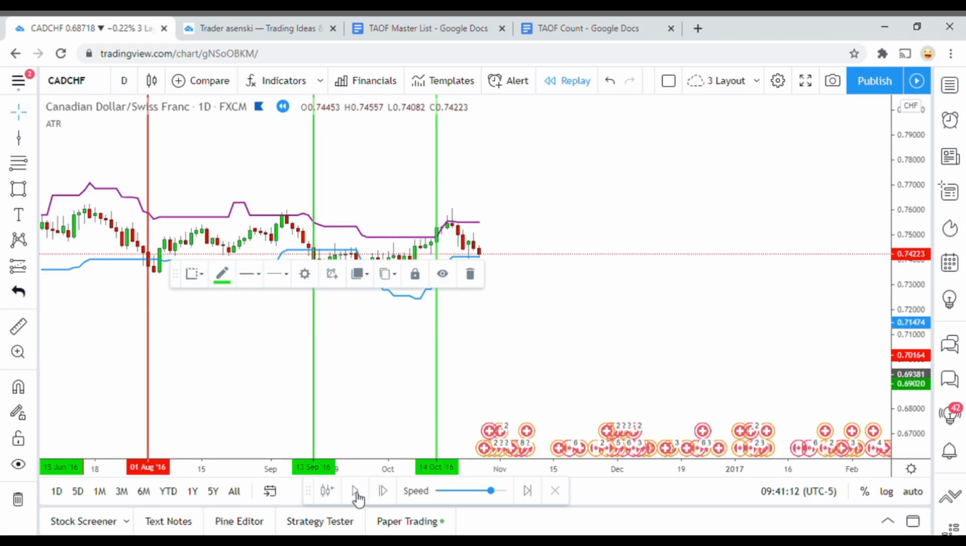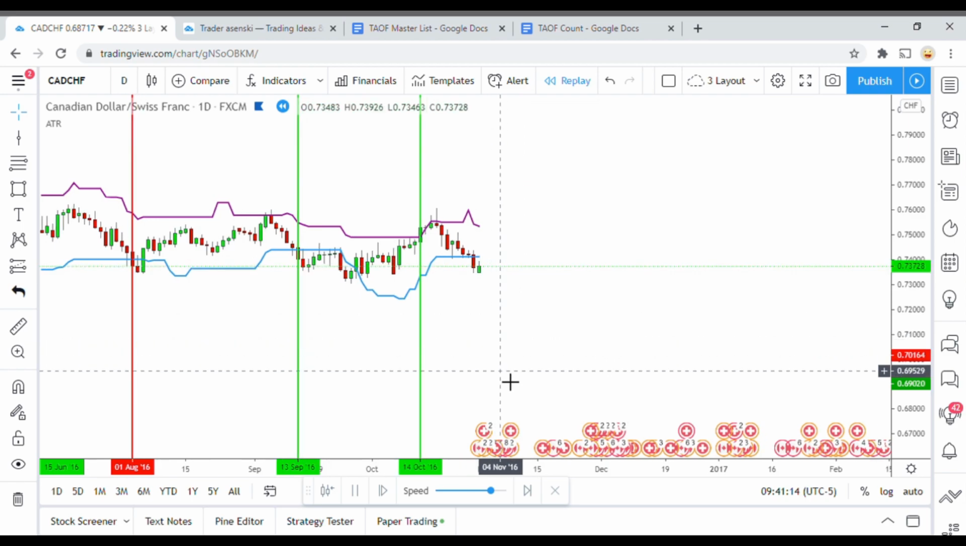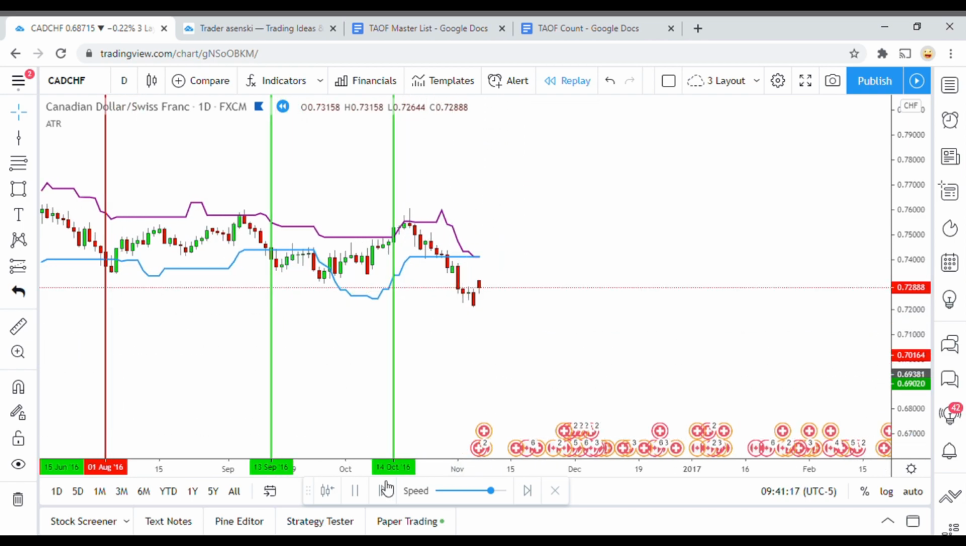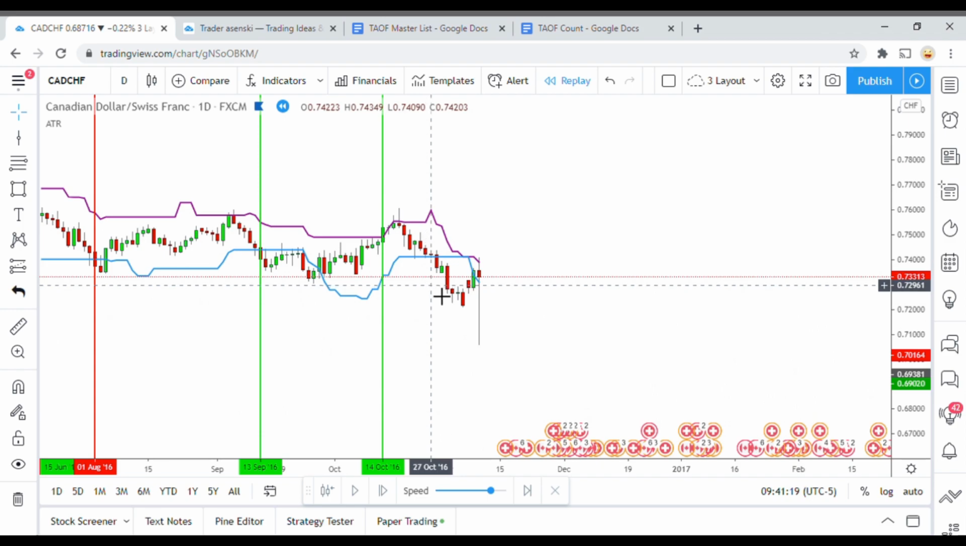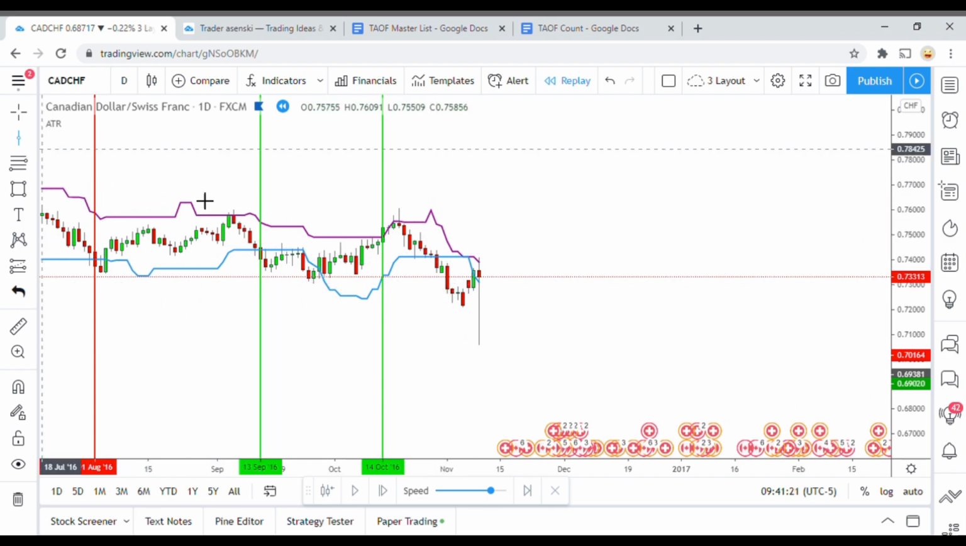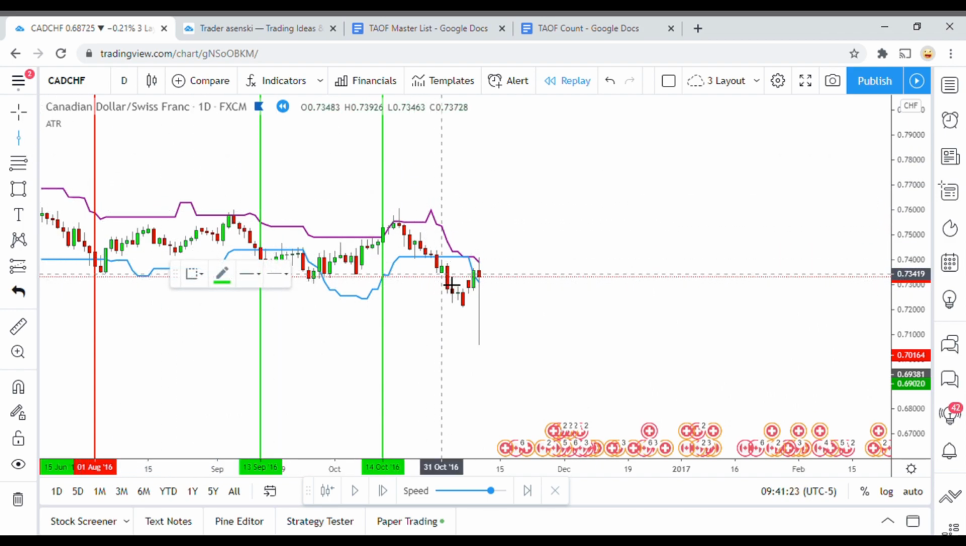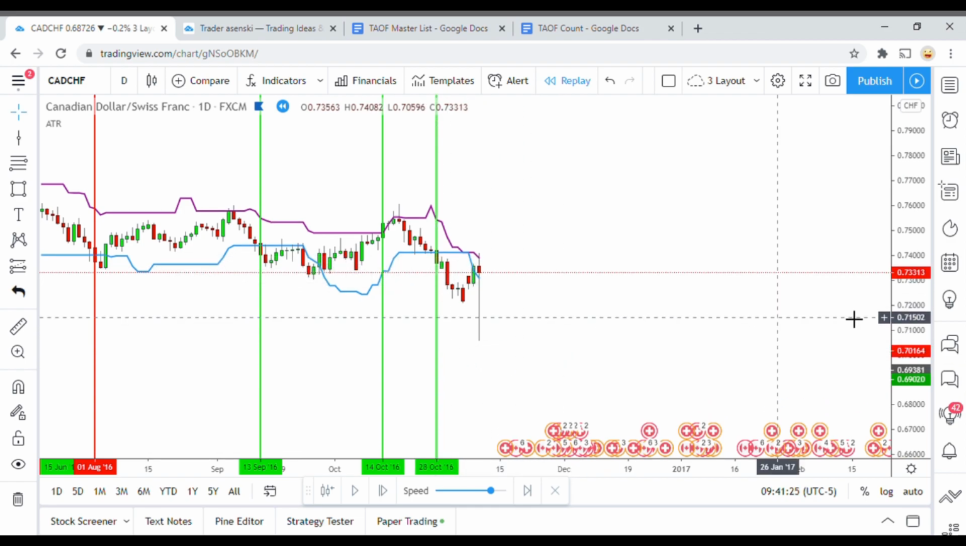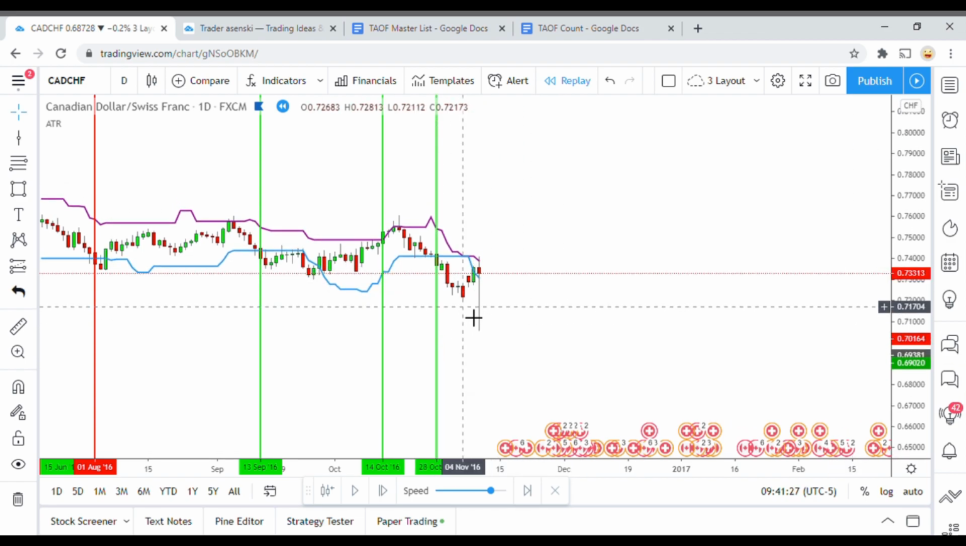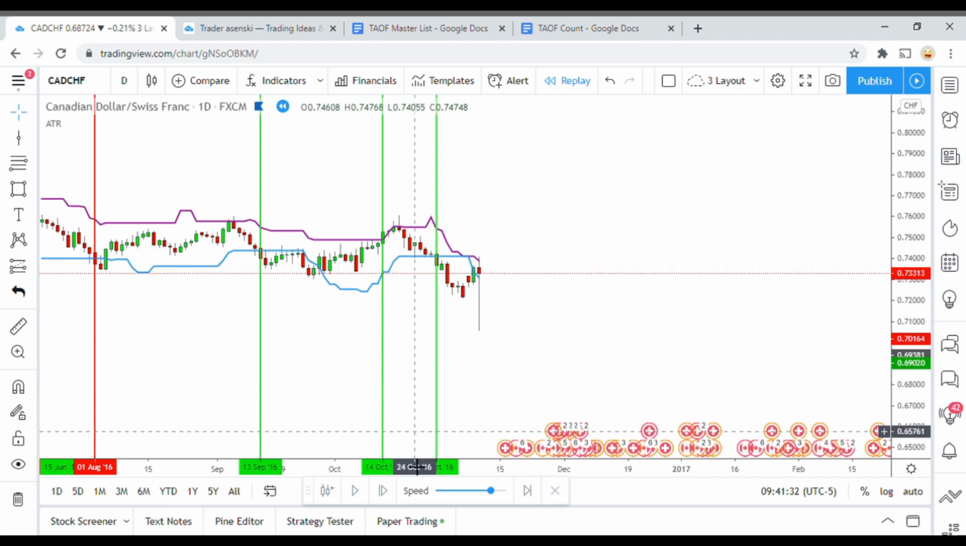There is another move right there. Good solid short on that one. Then we get this crazy spike that took place right here.